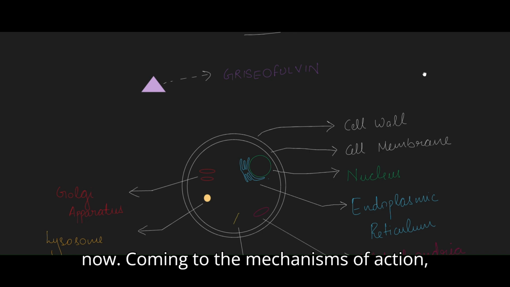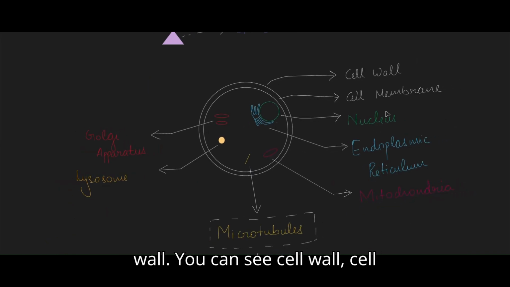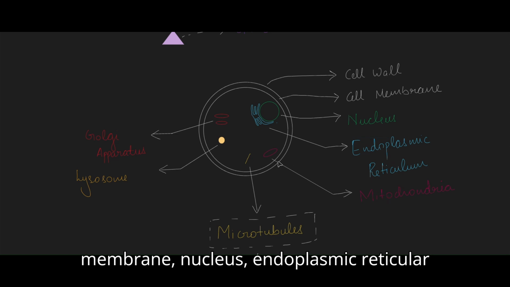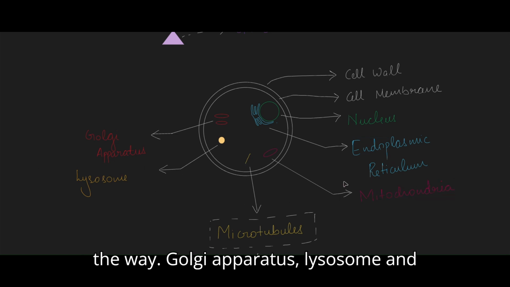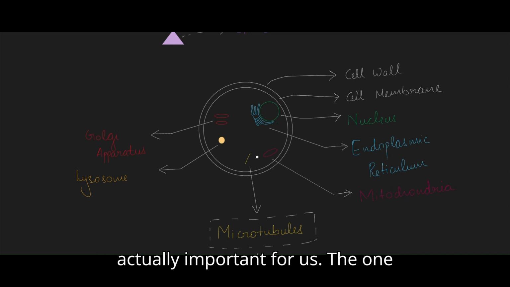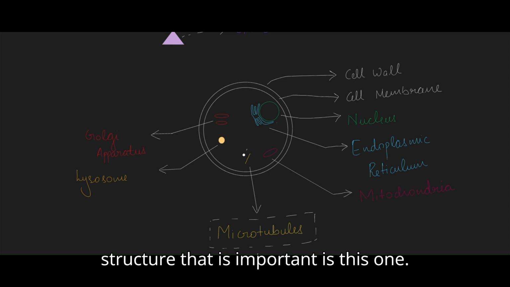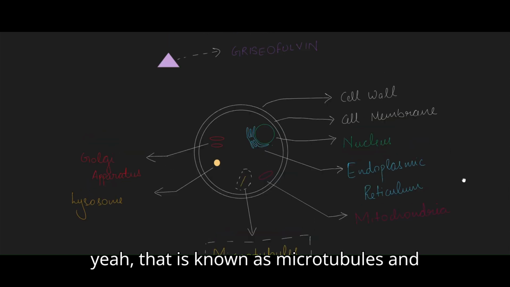Coming to the mechanism of action, this is the basic structure of a cell. You can see cell wall, cell membrane, nucleus, endoplasmic reticulum, mitochondria. This is a fungal cell, by the way. Golgi apparatus, lysosome, and you can see these structures are not actually important for us. The one structure that is important is this one. You see this small structure over here? Yeah, that is known as microtubules.